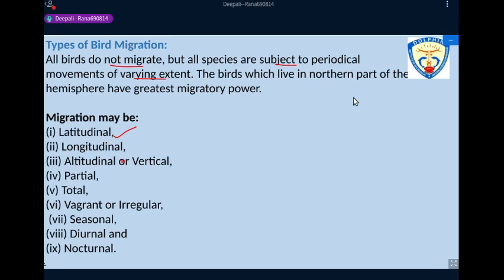Latitudinal, according to the latitudes. They could be longitudinal, according to the longitudes, could be altitudinal or vertical. They could be partial, they could be total, they could be vagrant or irregular, they could be seasonal, they could be diurnal, and they could be nocturnal. So when we classify the migration types, they are basically of 9 types, and we will be discussing them one by one in our coming slides. Okay.